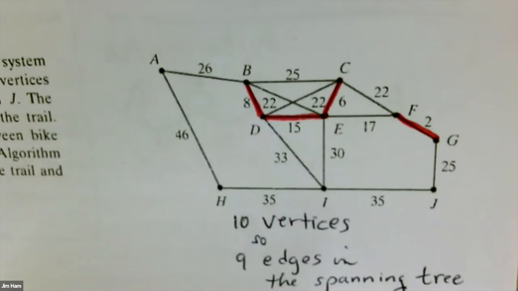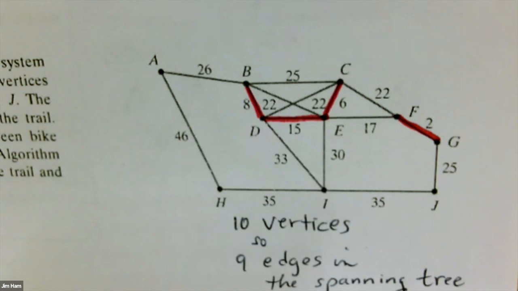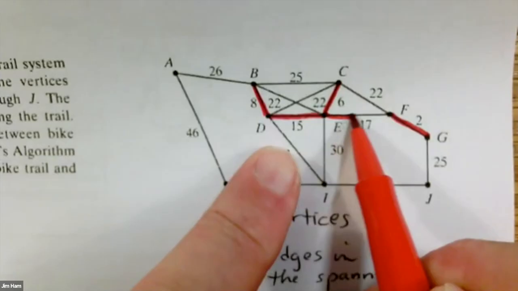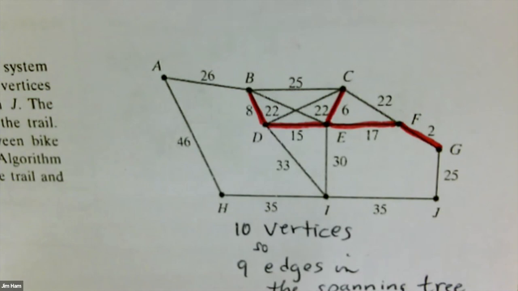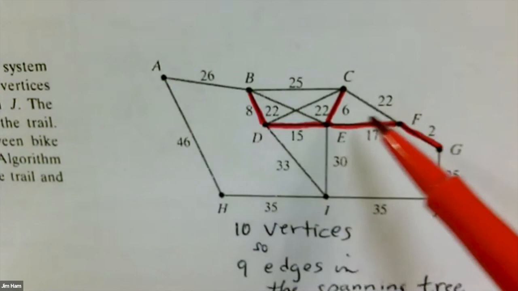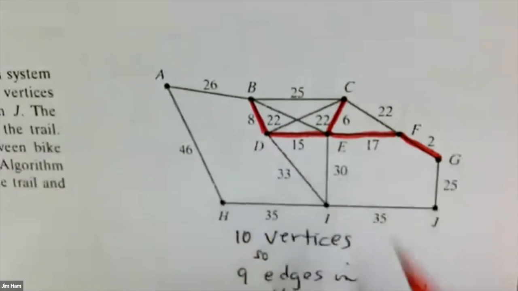What's the next smallest weight? 17. Can we add 17? Does adding that edge create a loop, a circuit? Nope, no circuits yet. 17. All right, what's the next smallest weight after 17? Good, 22. Can we add 22? We cannot, because if we did, we would create a circuit. And trees do not have circuits, so we can't add the 22.